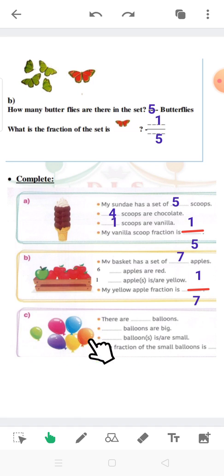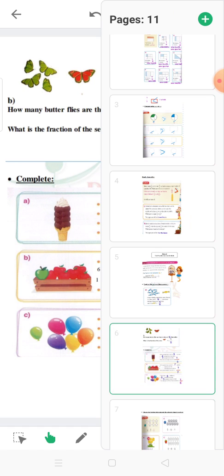Okay, how many balloons have we got? 1, 2, 3, 4, 5, and 6. We have 6 balloons. How many balloons are big? We have 5 big balloons. We write 5. Only one small balloon. I need the fraction of the small balloon. He asked me about the small, so we will write the number of the small balloons in the top part. All of the balloons, we have 6. So we have 1/6 for the small balloon. Let's see the next.